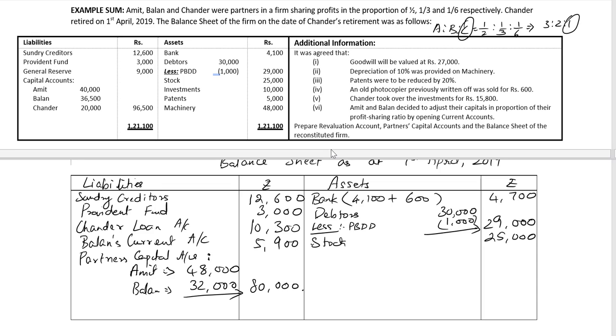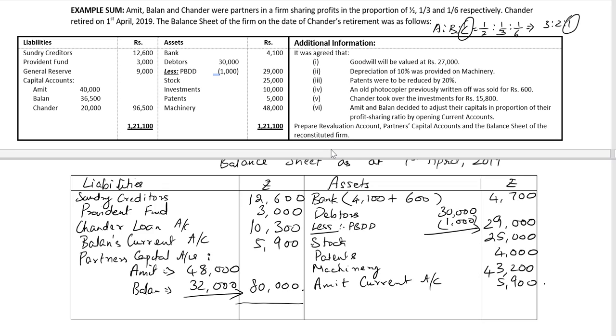Investments has been taken over by Chandar. Patents, we reduce the value by 1,000 rupees, so now it's 4,000 rupees. Machinery, we reduce the value by 4,800 rupees, so now it's 43,200 rupees. We'll insert Amit's current account, which had a debit balance, on the asset side of the balance sheet, 5,900 rupees.